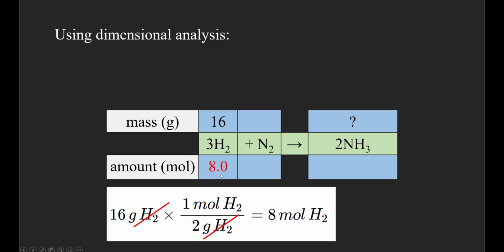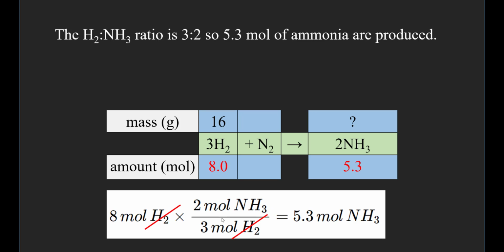Oops, this is the first step. I jumped ahead of myself. 16 grams divided by 2 grams per mole gives us the 8. Now in this last step, multiply the 8 moles by 2/3. So what do we get? 5.3 moles of ammonia can be made from 8 moles of hydrogen. The last step is to figure out what those weigh.